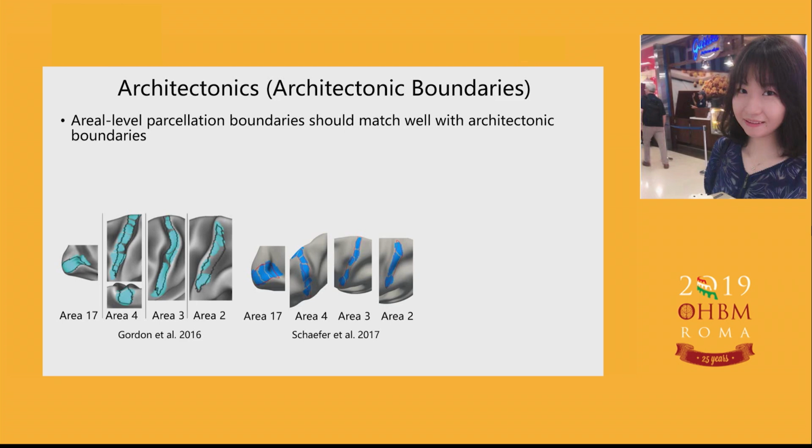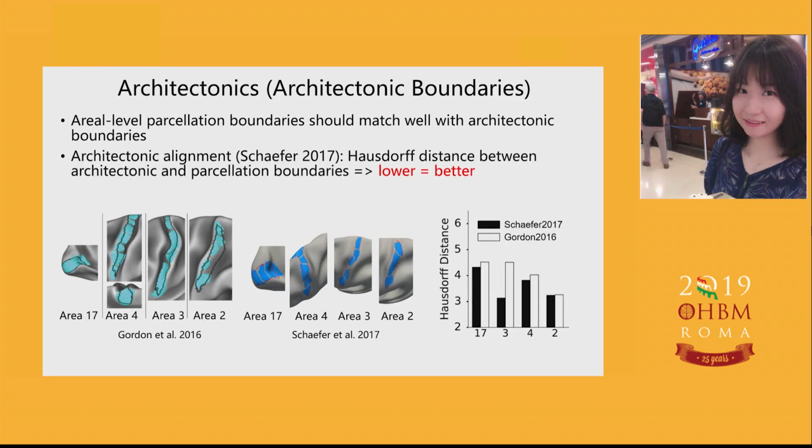with the architectonic boundaries. To quantify these architectonic alignments, we can compute the mean Hausdorff distance between the architectonic and parcellation boundaries. Lower distance means that the parcellation boundaries are closer and align better with the architectonic boundaries. This plot shows the architectonic alignment of Schaefer and Gordon parcellation, and we can see that the Schaefer parcellation achieves slightly better architectonic alignment.